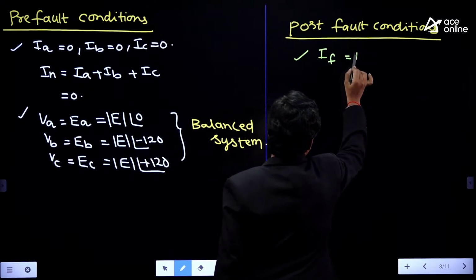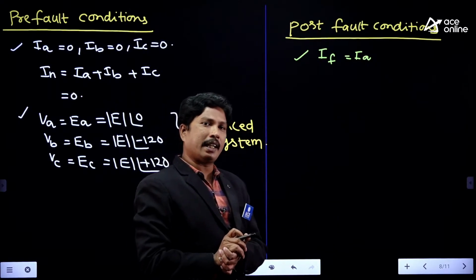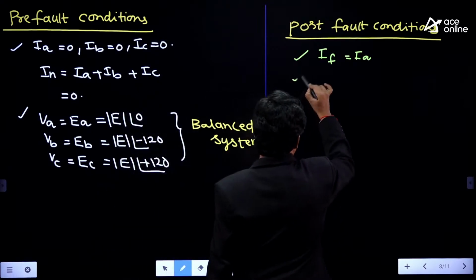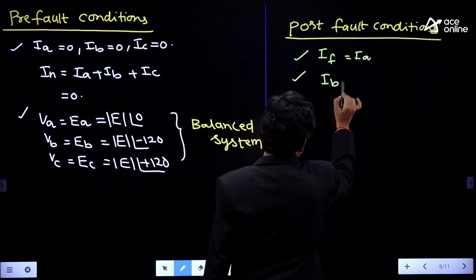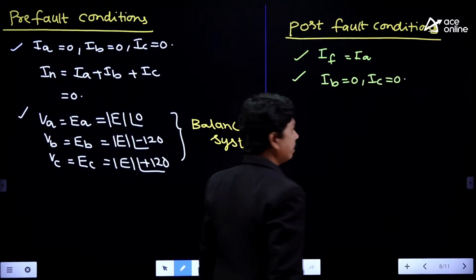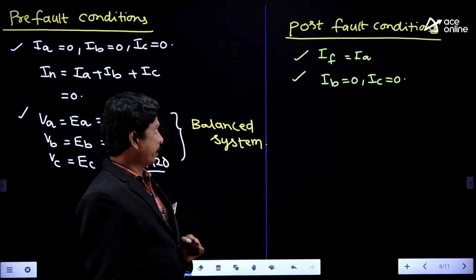IF is equivalent to IA, and there is no change in the remaining currents. What are the remaining currents? B phase current is 0, C phase current is also 0. Therefore, IB is equivalent to 0 and IC is also equivalent to 0. So these are the two currents we are having as 0.